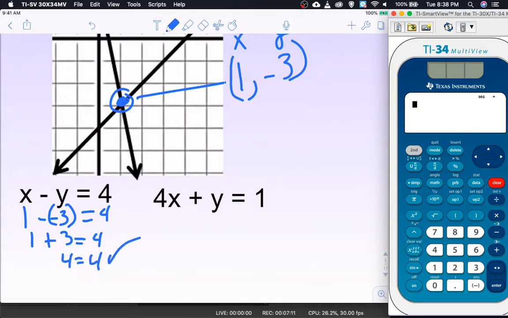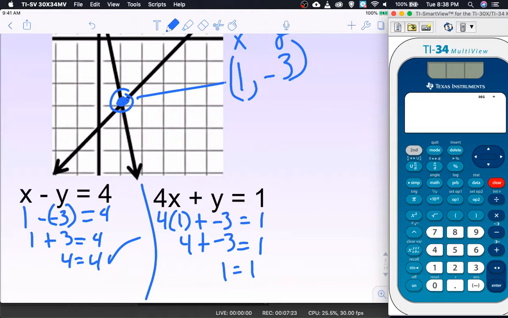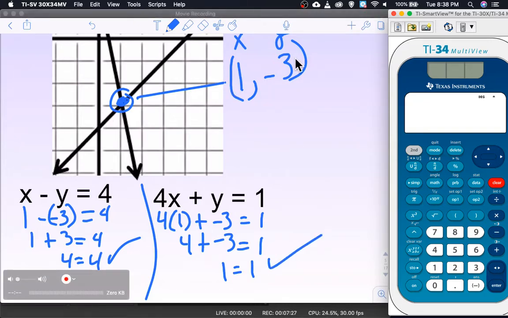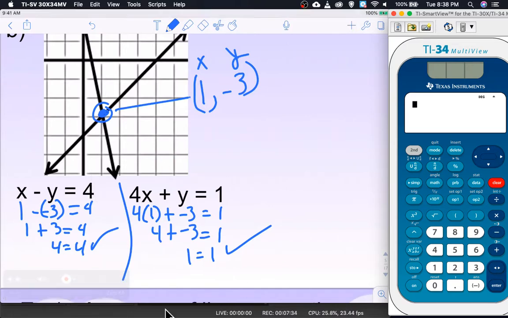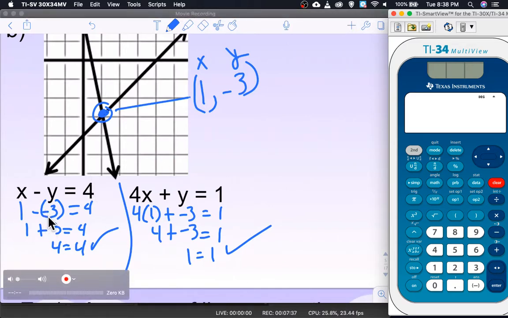The math works out. When I plug it into the other equation, 4 times my x value plus my y value equals 1. 4 plus -3 is 1, and that math also works. So I found the solution. The answer to this system of equations is this point. And then I checked my answer by plugging in the x for the x and the y for the y in both equations to show that both equations work with this one point.